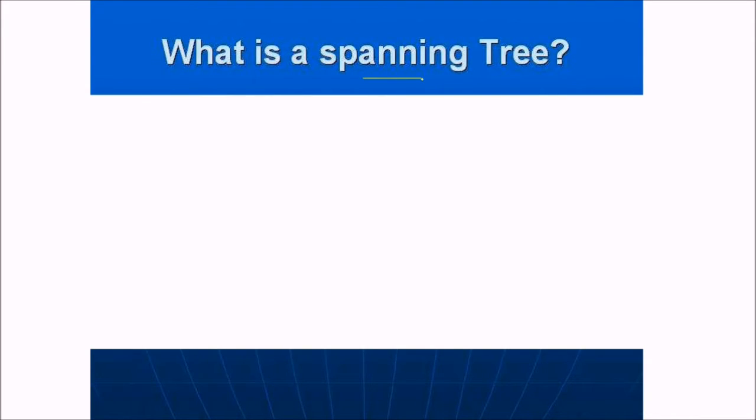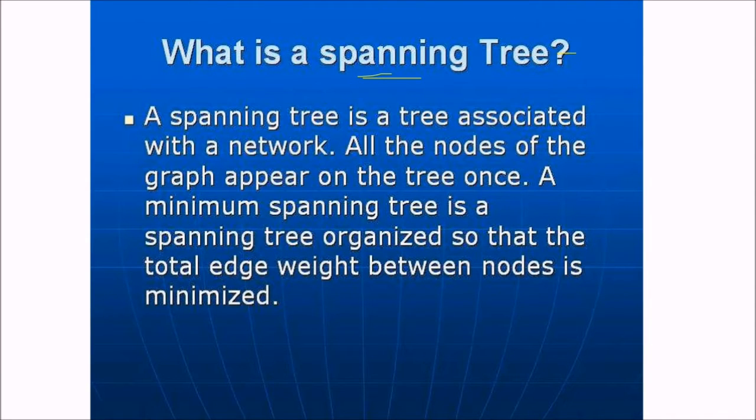What is a spanning tree? A spanning tree is related to the graph. Tree comes with the graph, and I'm talking about the spanning tree which comes from the graph. We use minimum spanning trees in various optimization and real life problems. A spanning tree is a tree associated with a network, and all the nodes of the graph appear on the tree only once. A minimum spanning tree is a spanning tree organized such that the total edge weight between the nodes is minimized.